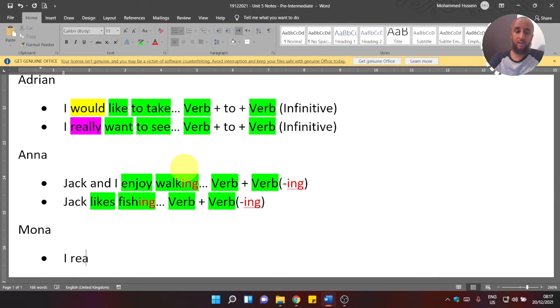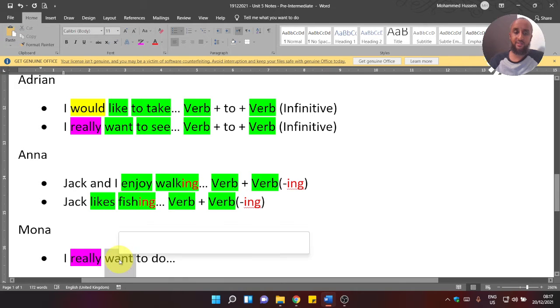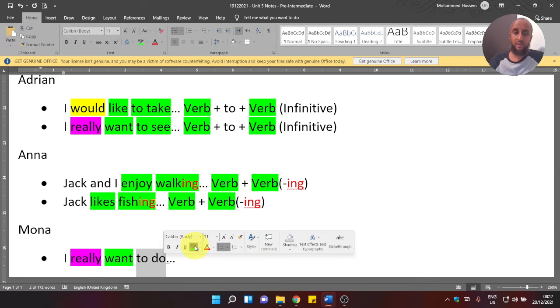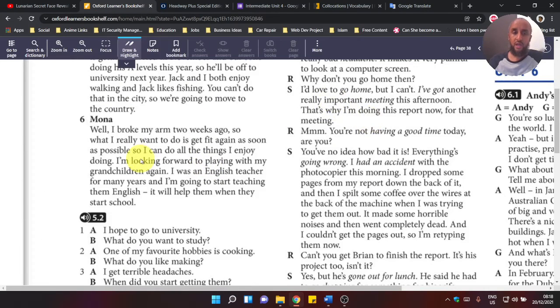That's what she uses. I really want to do... Okay, so this one, guys, which pattern does this follow? While I'm doing this, think about it. Is it this one or is it that one? I'm sure you guys already know. It's definitely the first one. Okay, verb plus to infinitive. Good. Continue. I really want to do is get fit again as soon as possible.